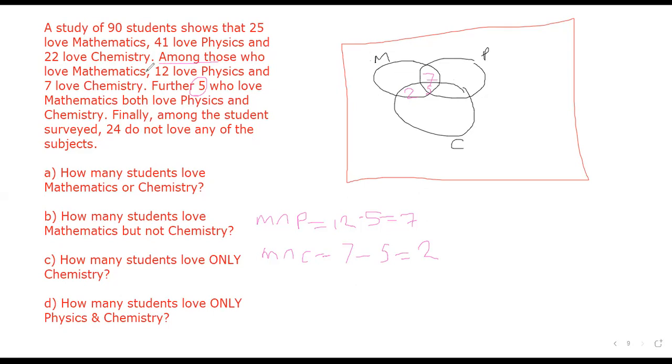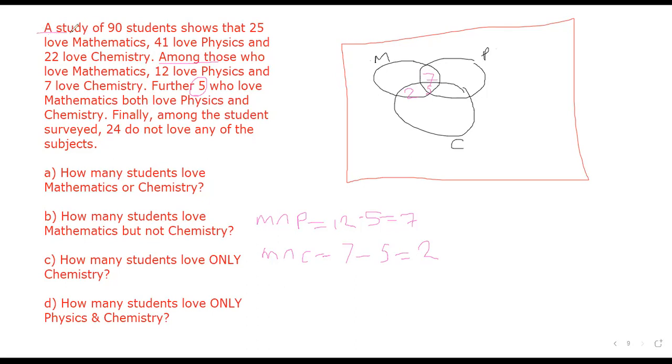Among those who love mathematics, 12 love physics. So mathematics and physics in short is 12. That's where it's coming from. Among those who love mathematics, 7 love chemistry. So mathematics and chemistry in short, the total must be 7. What we want to know is physics and chemistry, which is unknown, x. We'll get back to that.